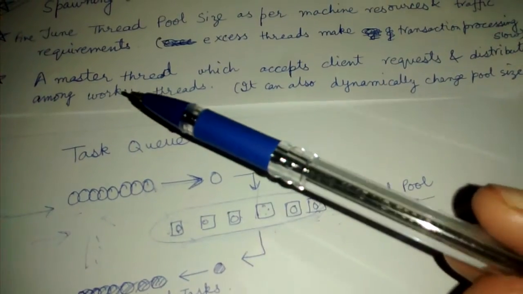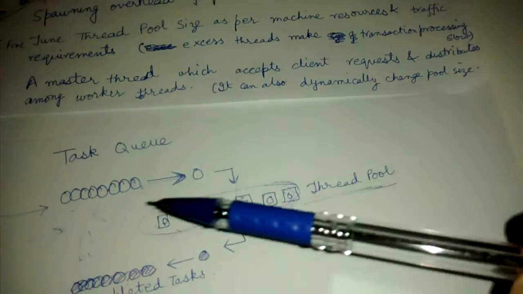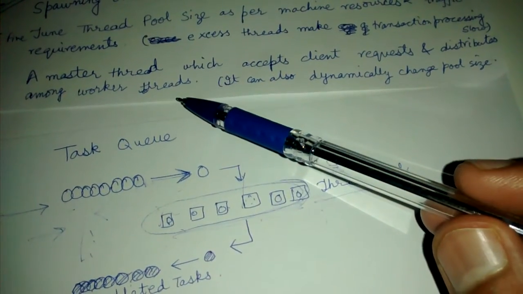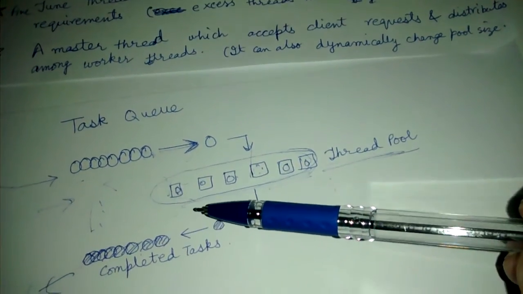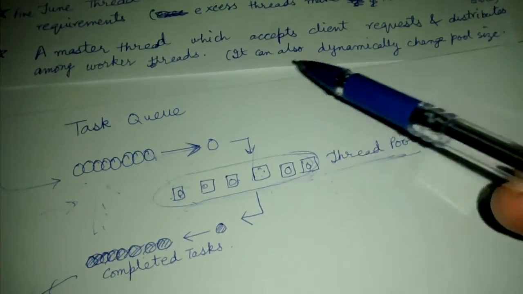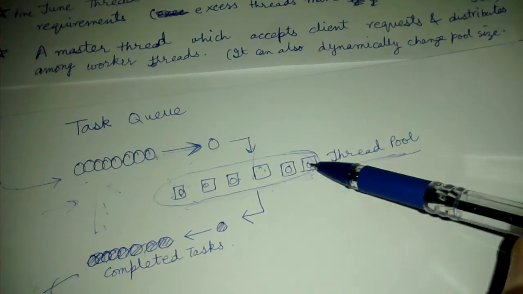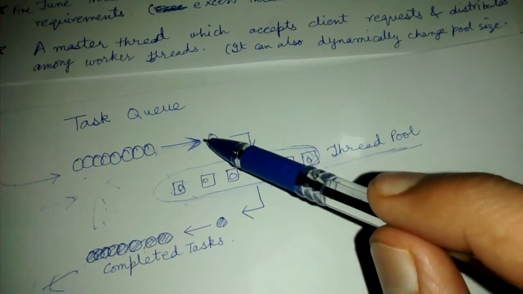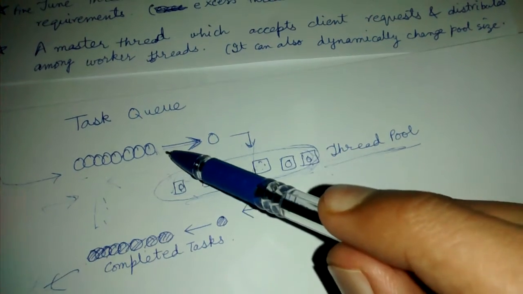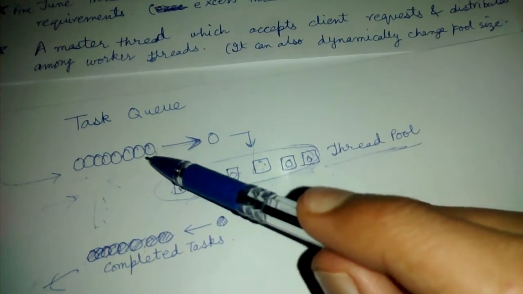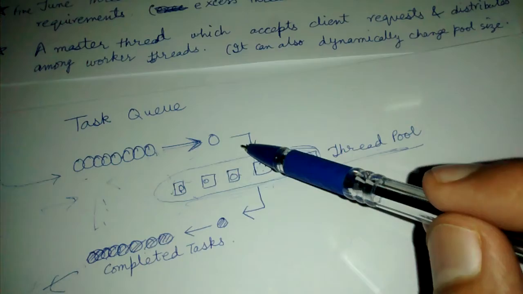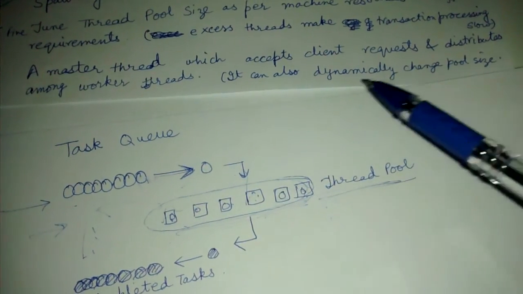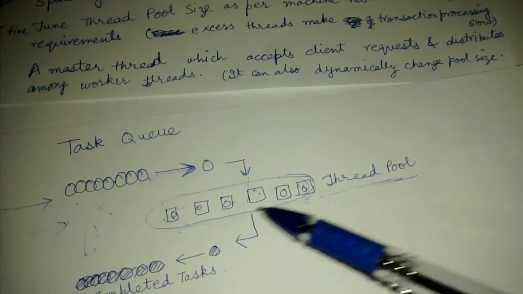Another thing is there can be a master thread which accepts the client requests and distributes them among the worker threads. So master thread, okay, so these worker threads, they can actually listen on this task queue, and whenever there is a fresh task added to a task queue, one of the worker threads can pick up. So the master thread need not do the actual distributing. They can automatically listen to it.